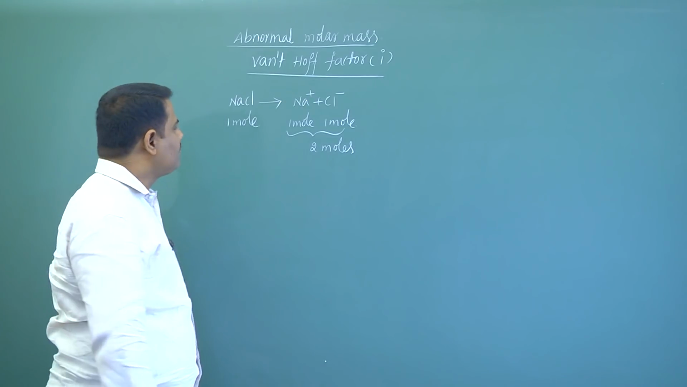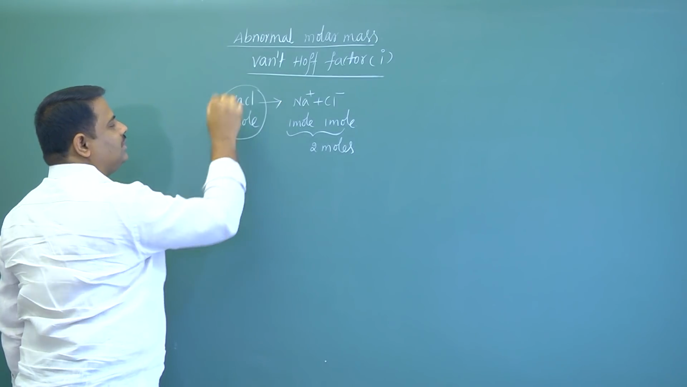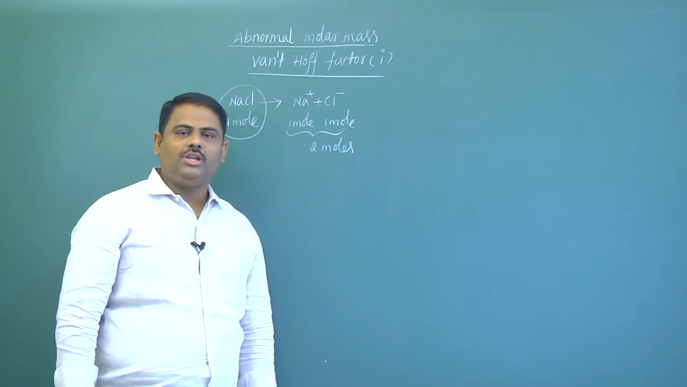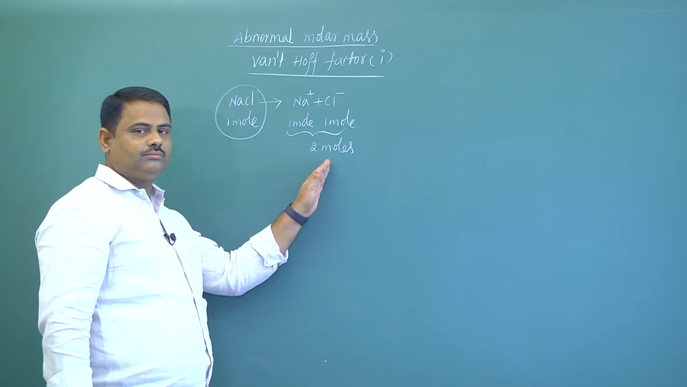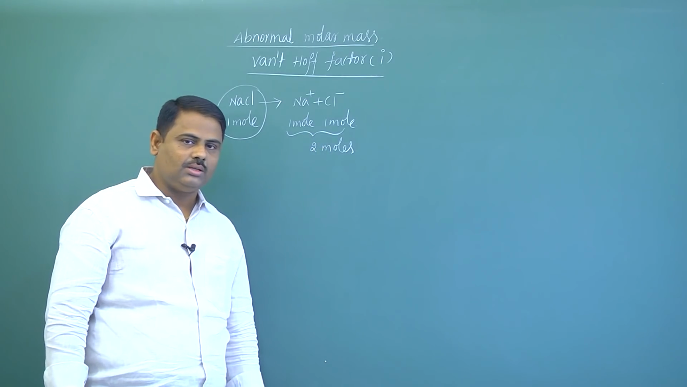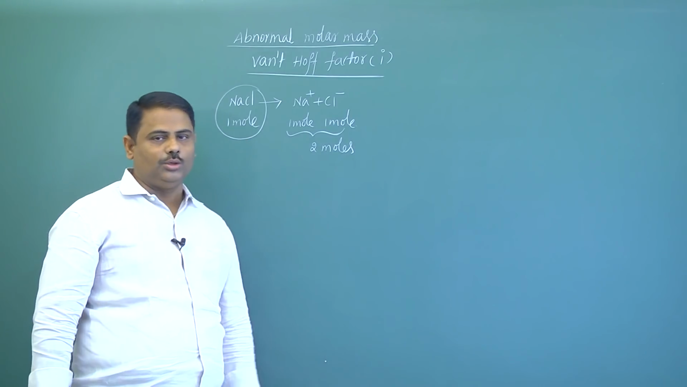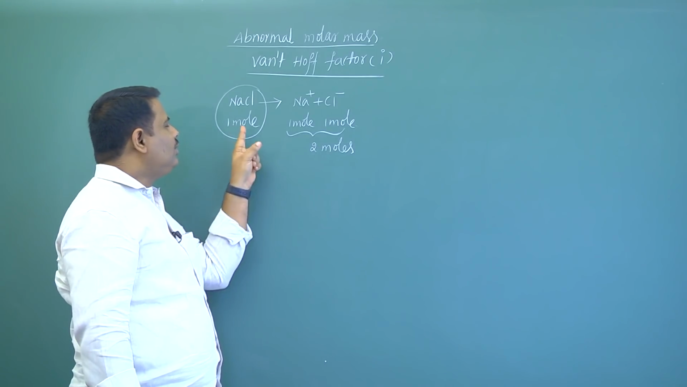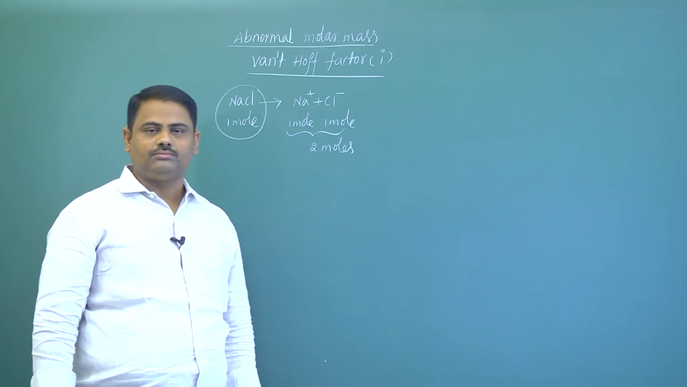Now, here we are considering only 1 mole of sodium chloride. Theoretically, 1 mole of sodium chloride you are taking. That means 1 mole of particles. But experimentally, we are getting 2 moles of particles here. That means there is a difference between theoretical value and experimental value. Why does this occur? Because sodium chloride undergoes dissociation when it is added to water.